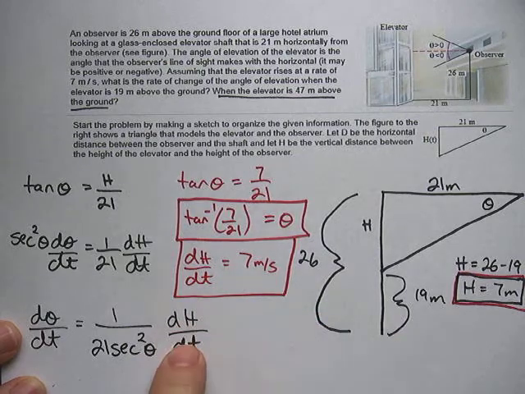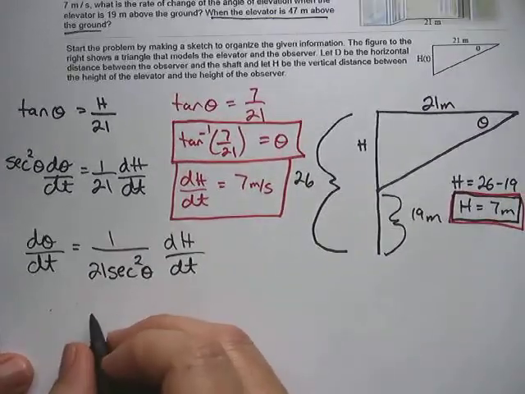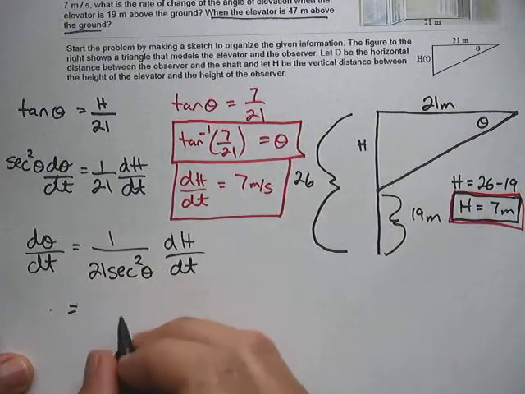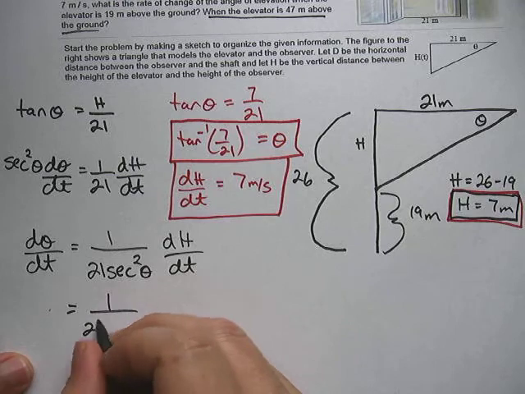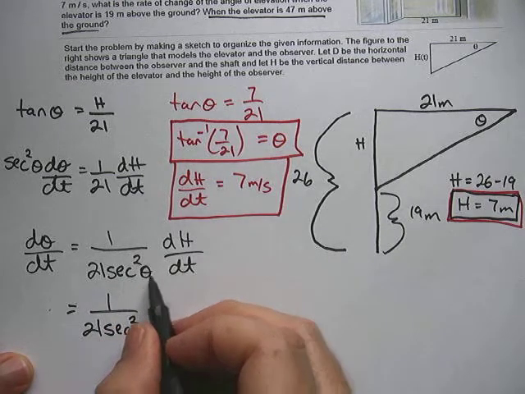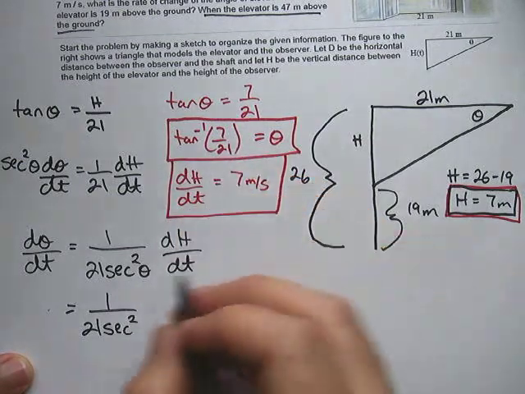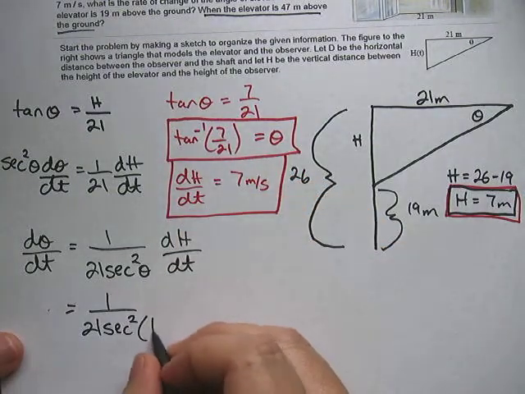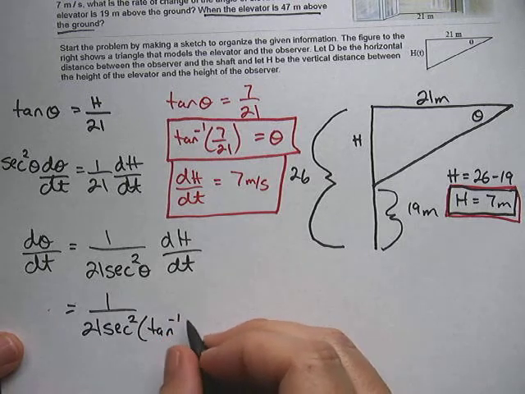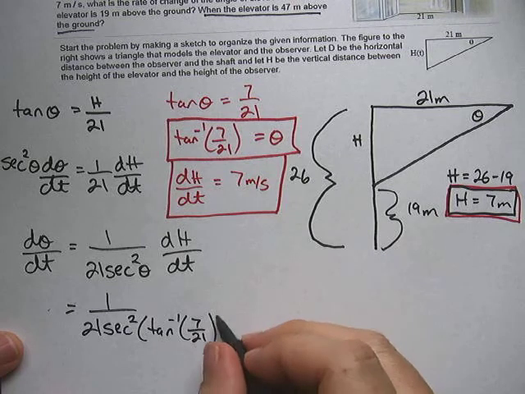Okay, so I'll plug in the dh dt, I'll plug in the theta, and then I can put it in my calculator and get an answer. So this is going to be equal to 1 over 21 secant squared, and instead of writing theta, I'm going to write what I solved for. Now, if you want to go ahead and type this out and get a decimal answer before you put it in the equation, that's fine. I'm just going to write it this way. I'll put it all in the calculator at once. But if you want to get a numerical answer for that, that's fine.